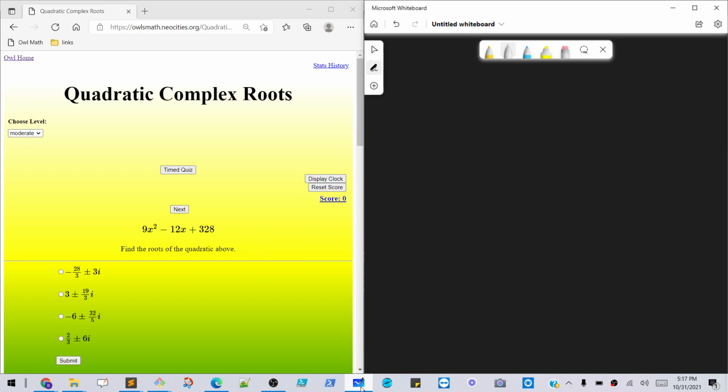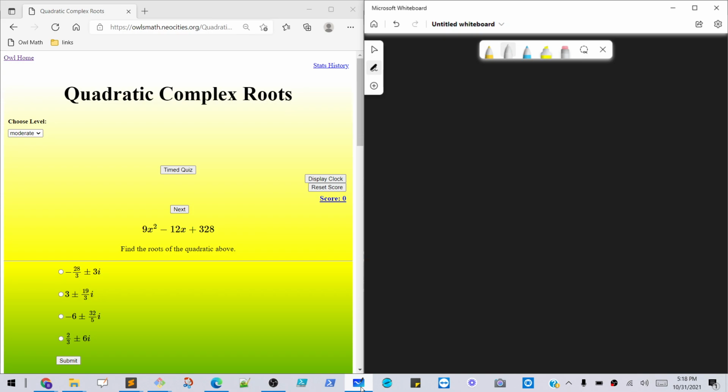Hi, so today what I'm looking at is an update to my quiz on quadratic complex roots, and just a small change. I've added fraction or non-integer solutions to these questions. And so what we have on the board here, let's get into this. It's 9x squared minus 12x plus 328.